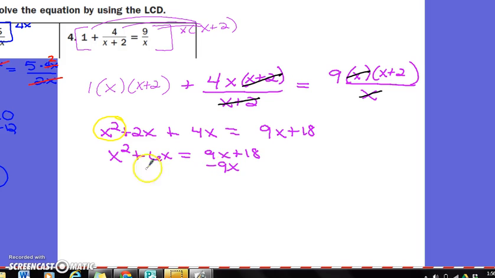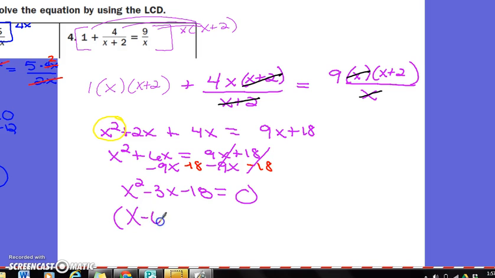Subtract off the 9x. You're also going to subtract off the 18. So on the right-hand side, we're going to have a 0 because everything canceled. On the left, you're going to have an x squared minus 3x minus 18. Now this one I promise is factorable. The last one that both messed up. This one's going to be x minus 6, x plus 3 equals 0. You're going to get x equals 6 when you set it equal to 0 and x equals negative 3.